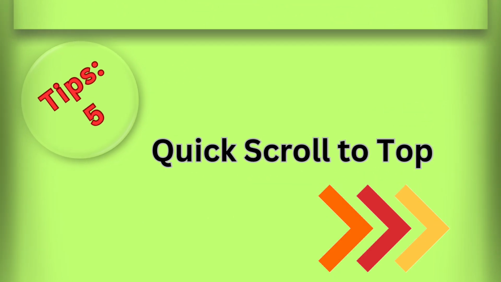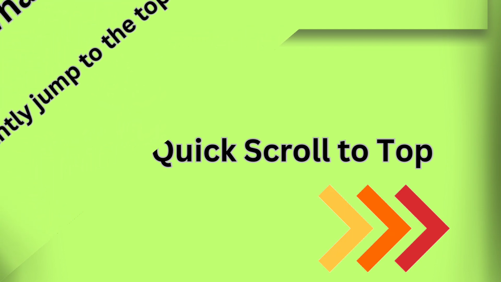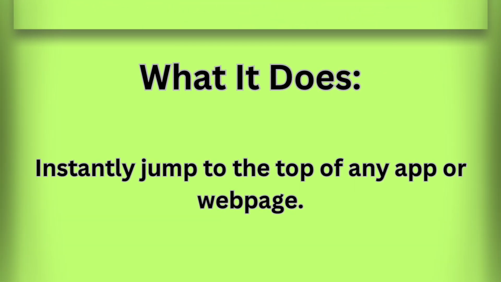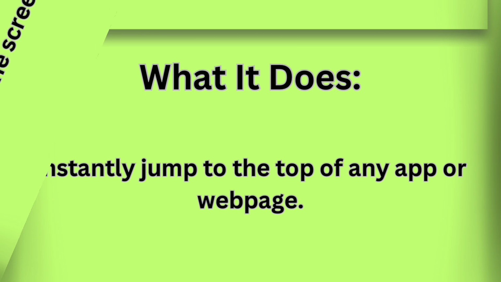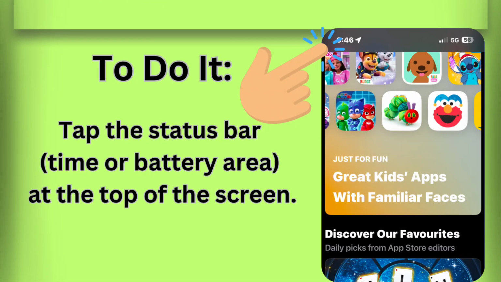Tip number 5. Quick scroll to the top. What it does: instantly go to the top of any web page or app. To do it, tap on the status bar, clock or battery area and you are at the top instantly.